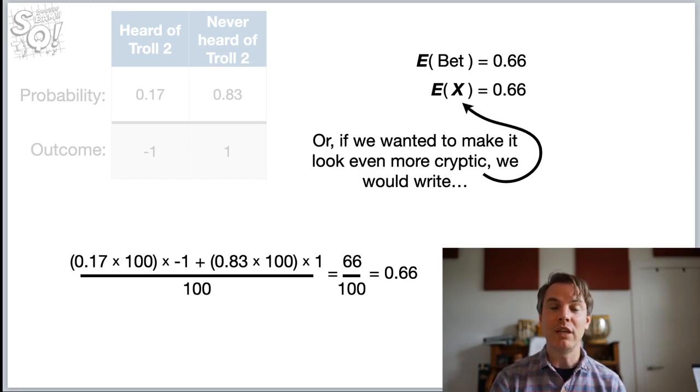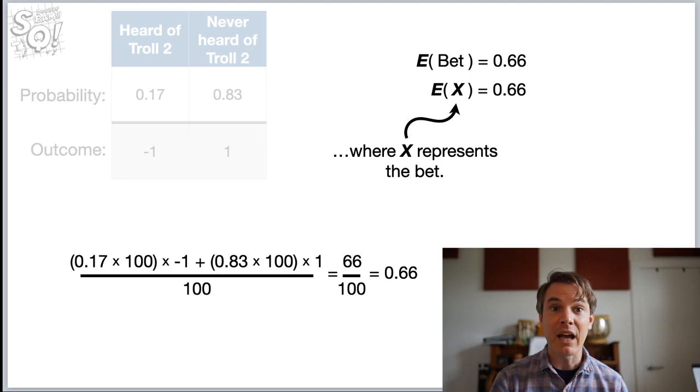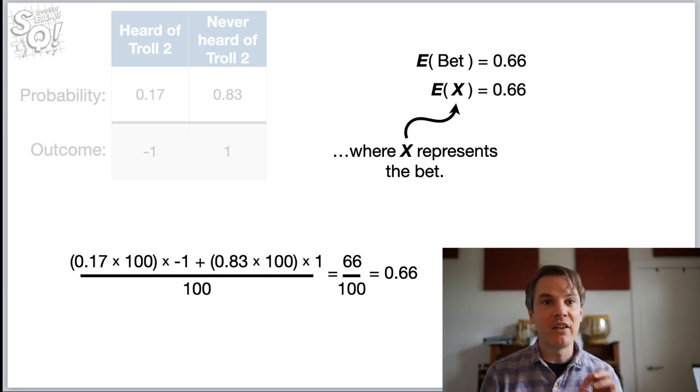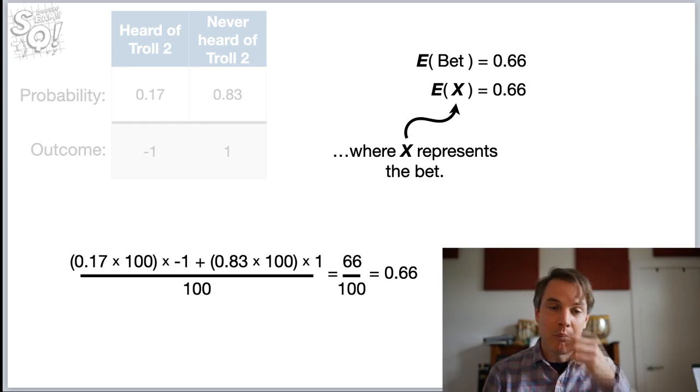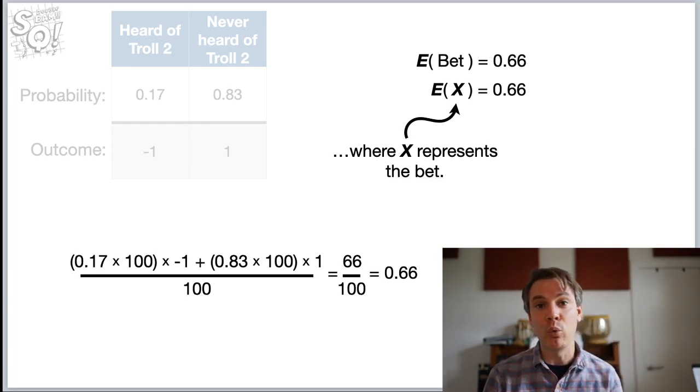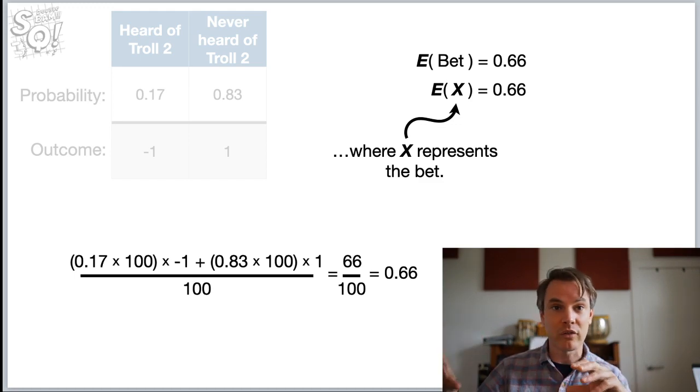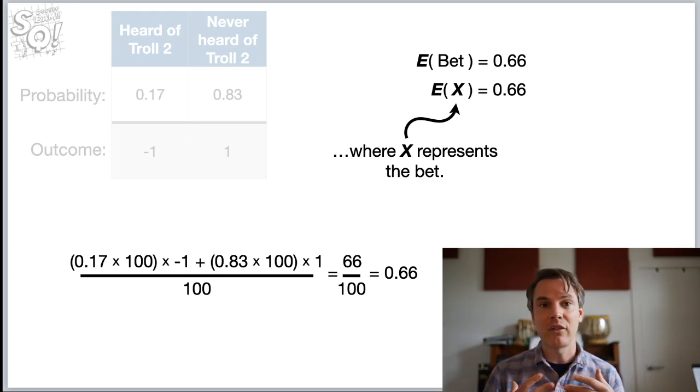And if we wanted to make it look even more cryptic, we would write E of x, or the expected value of x, equals 0.66. Where, in this case, x represents the bet, whether or not someone has heard of Troll 2. And I'm using this sort of fancy, cryptic terminology because that's what you're going to see if you pull up the Wikipedia article on any distribution. They're going to say, oh, the expected value, and they're going to say E of x equals something. And I just want you to know that E of x is really just an average. It's a type of average. And we're going to go through a bunch of examples. You're going to see the different ways to do it.